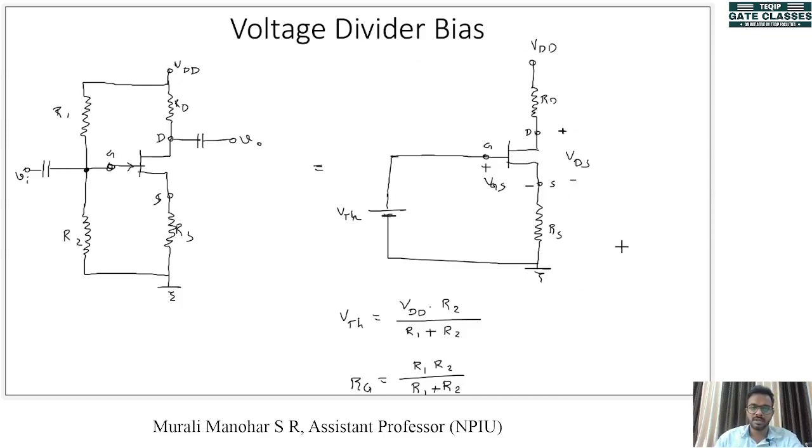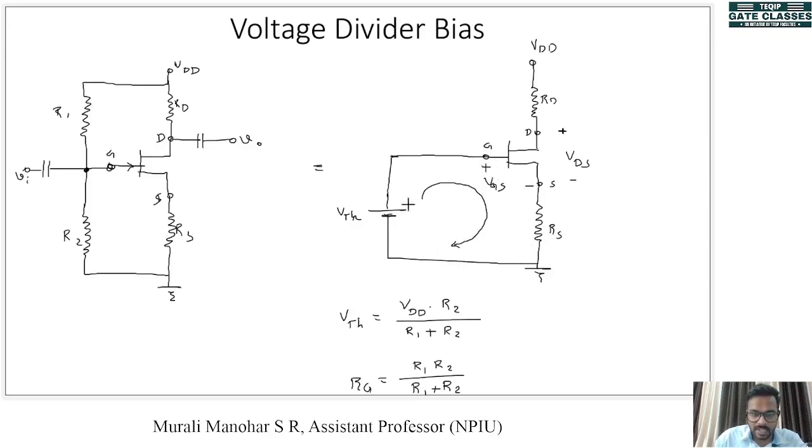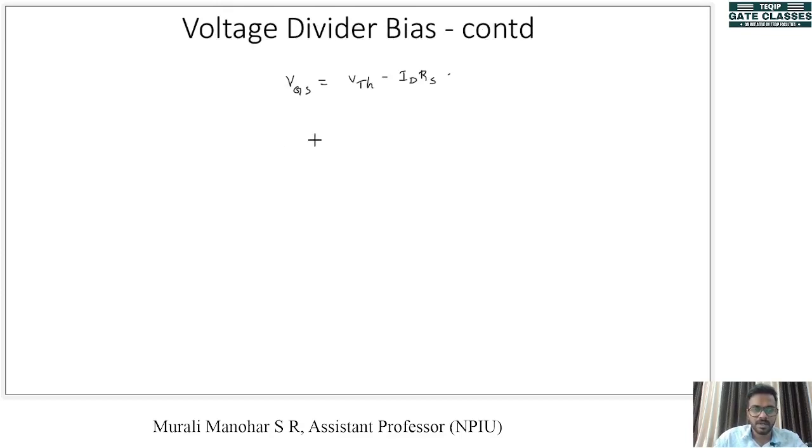Now our circuit is ready for analysis. If we apply KVL in this loop, we will get VGS is equal to VTH minus IDRS. Okay, apply KVL here, this is what we get. Now this is VGS.